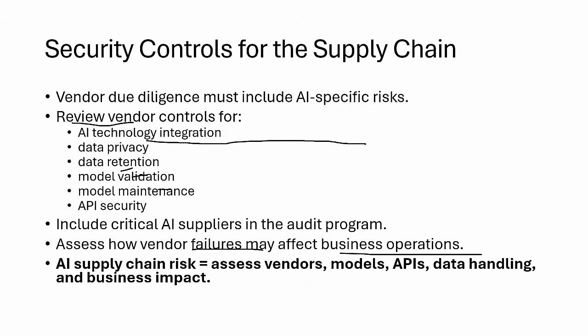One more important thing we need to understand is when you're using a third-party AI, you need to do an assessment of the vendors. So we need to see how the technology was integrated, what data they have used, whether they have proper consent for that, how long they are retaining the data, and what type of testing they're doing for model validation and API security. And we have to make sure you add AI supply chain management in your audit program, because if you don't assess the vendors, the model, API, data handling, and business practice, it will be a problem. So you have to look for this particular thing.